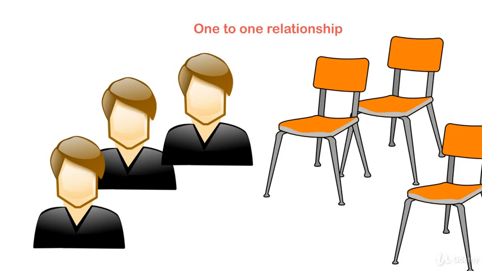And simply I can say the statement as follows: a single instance of a particular entity is related to a single instance of another entity, and then it is called a one-to-one relationship.